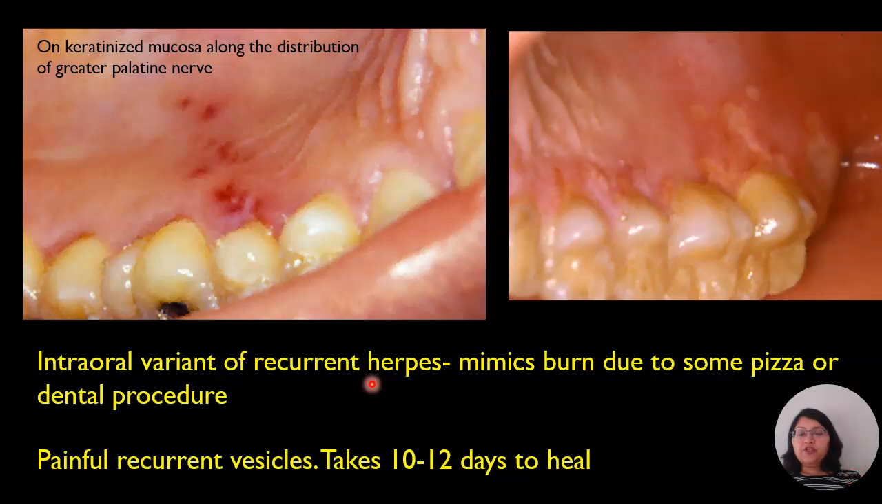Now, look at this picture. If you look here, you can see this is along the distribution of your greater palatine nerve. Again, multiple tiny ulcers. Look at this location. Again, multiple tiny ulcers. This is an intraoral variant of recurrent herpes, which mimics a burn due to some pizza or a dental procedure, and this takes at least 10 to 12 days to heal. Now I have two stories related to this and another one that we'll be talking about.